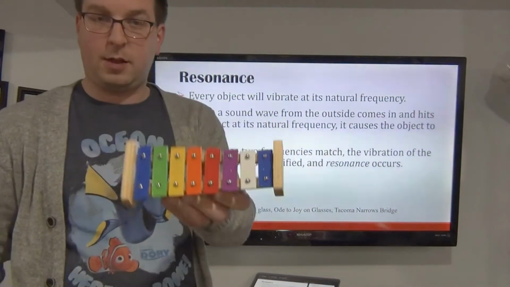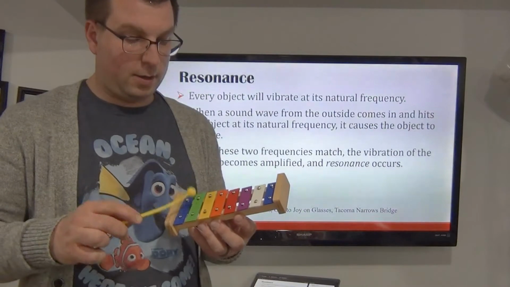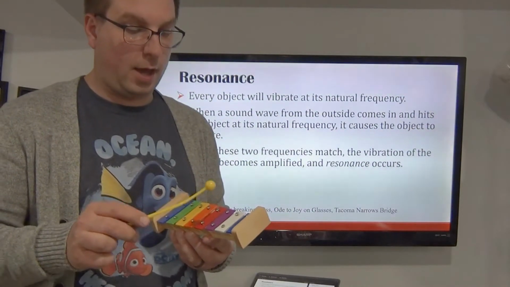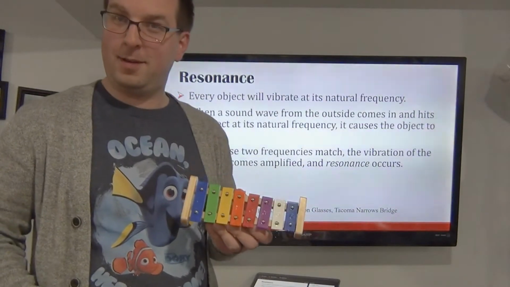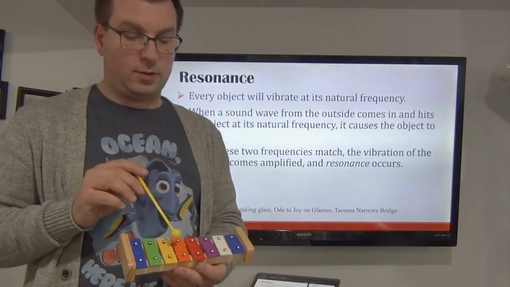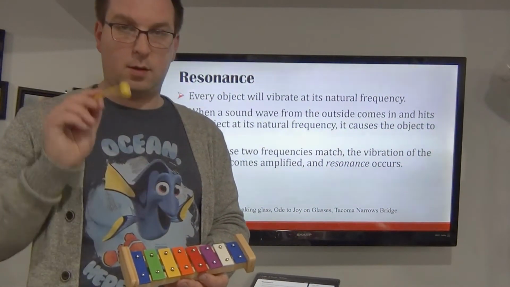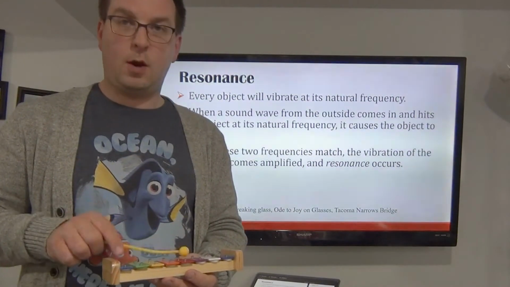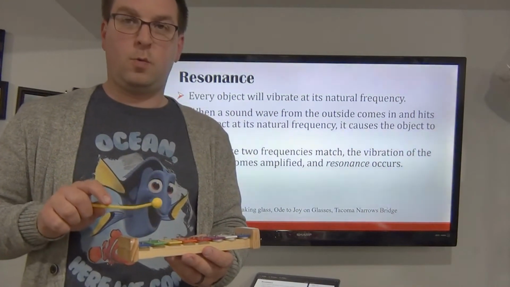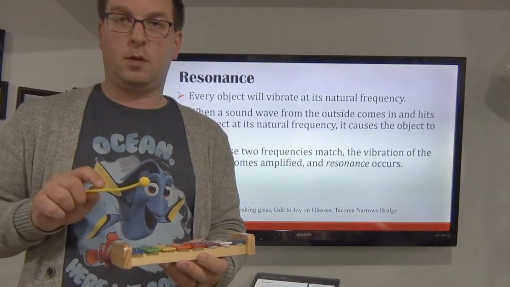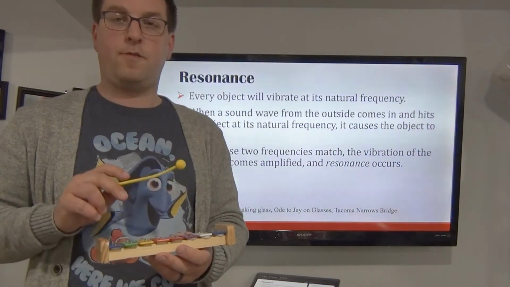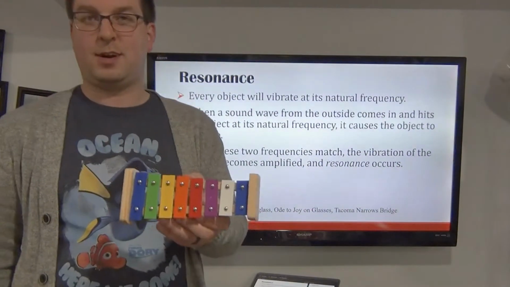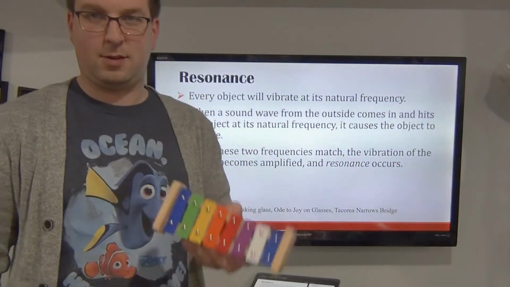So here is a little xylophone. You go C, D, E, F, G, A, B, C. When I hit any one of these little pieces of metal, it resonates with a very specific sound. What you're hearing is a natural frequency of that actual piece of metal. This is not an expensive one. It is a little toy.